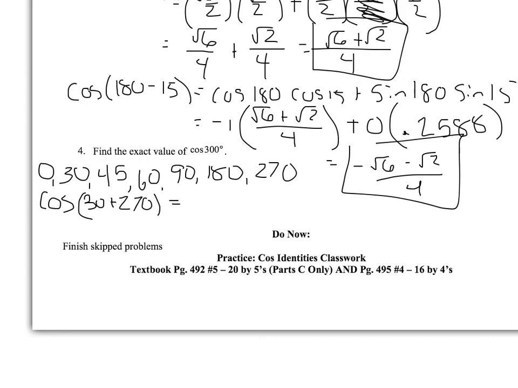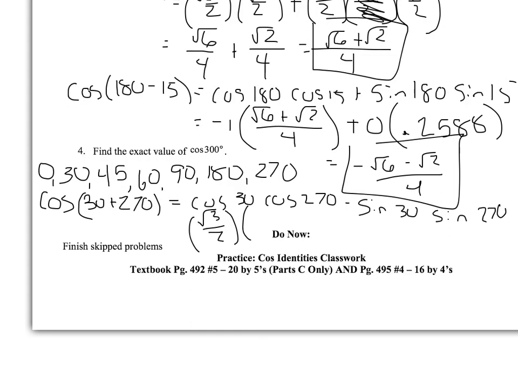Using my formula, so it'll be cos A, so cos 30, cos B, cos 270, minus sine A, sine 30, sine B, sine 270. Cos of 30 is radical 3 over 2. Cos 270 is 0. Sine of 30 is 1/2. Sine of 270 is negative 1.